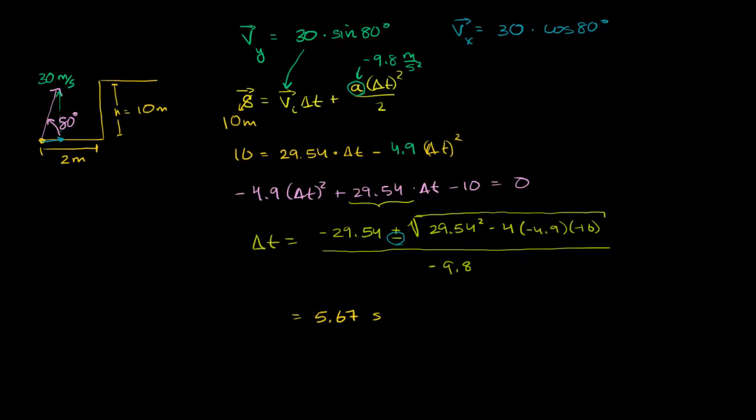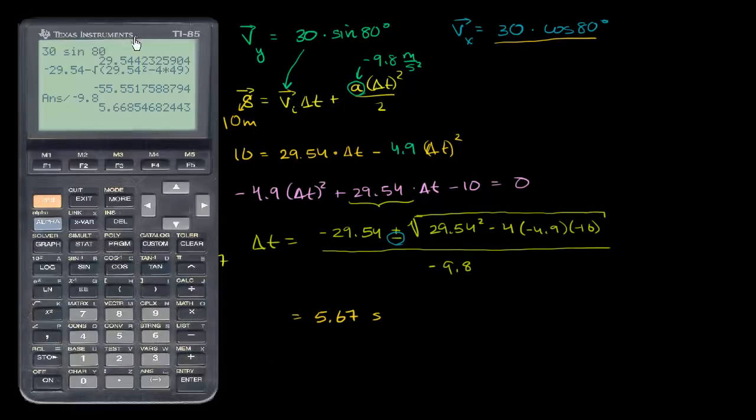Well, our horizontal component of our velocity is right over here. We know that our displacement in the horizontal direction will be our velocity in the horizontal direction. And it's a constant velocity, so it's the same thing as our average velocity in the horizontal direction, times our change in time. So this is going to be equal to 30 cosine of 80 degrees times 5.67 seconds. I won't write the units. This is meters per second times seconds. It'll give us an answer in meters.